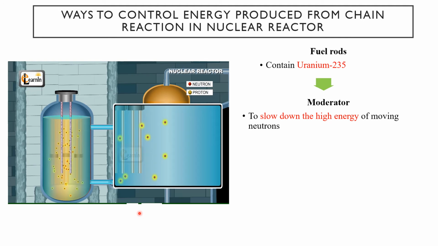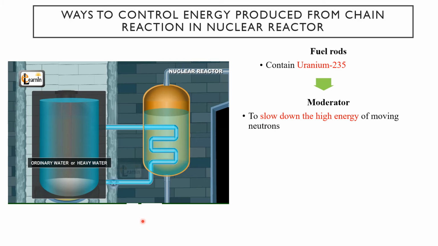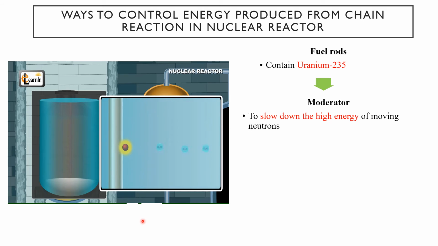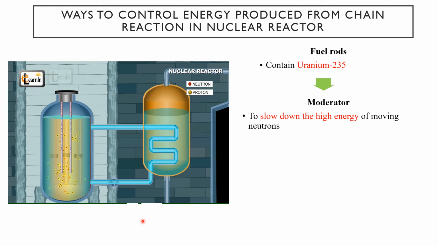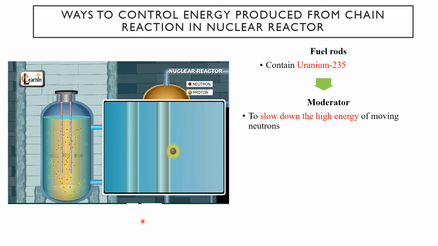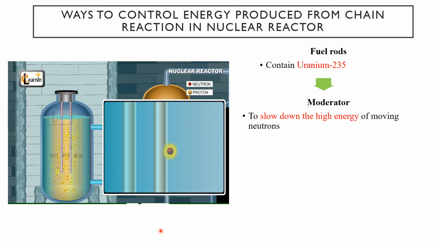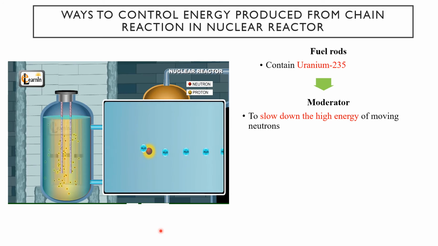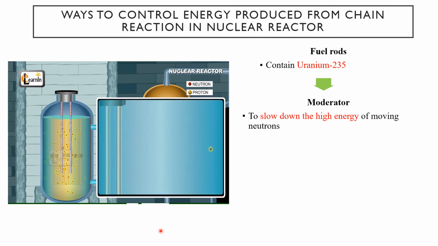So usually, ordinary or heavy water is used as a moderator, where the water molecules in the moderator are useful in slowing down the higher energy neutrons which leave the fuel elements after the nuclear fission. So this high energy neutron collides with water molecules, as you can see, then it will lose some energy with every collision and therefore become slowed down.